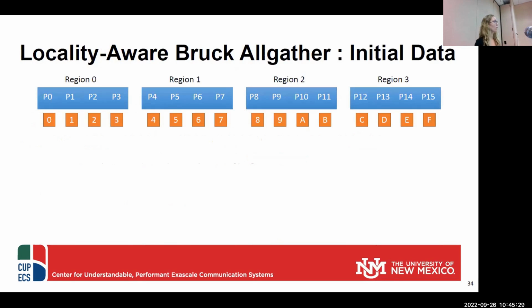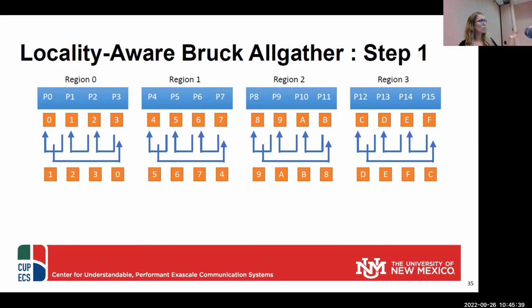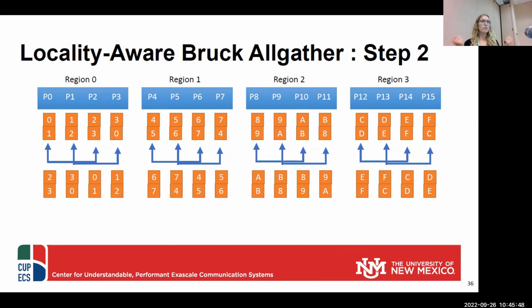Okay, so what we are looking at is how can we minimize the number of messages between regions? We're going to first do an all gather within each region. The first step, we're sending 1 to the left, receiving 1 from the right, but only within our region. And then the next step, sending and receiving 2 away. Again, only within our region. And then after that, we hold all of the data on every process within a region.